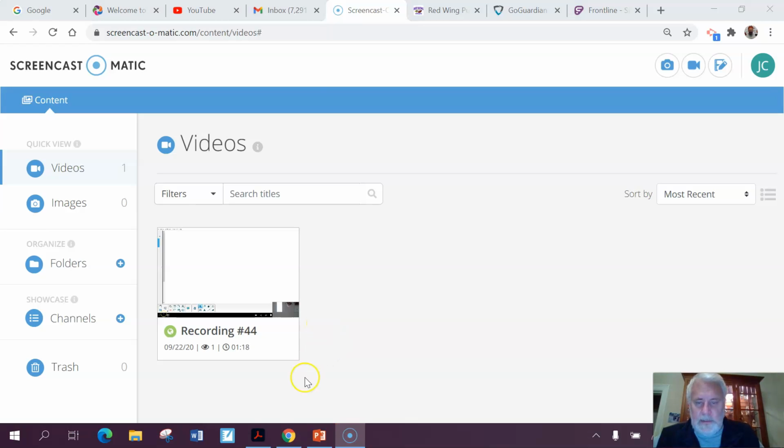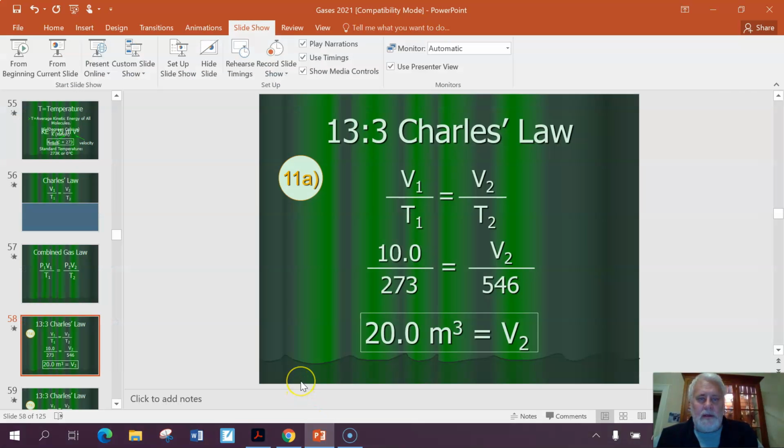Okay, we are now doing gas lecture number 7. So we just finished up with problem 11A. Looking for my problem worksheet. There it is. Okay, so 11A said what happens if the Kelvin temperature was doubled. And then, just quickly to point something out, 11B said, what if the temperature was cut in half?